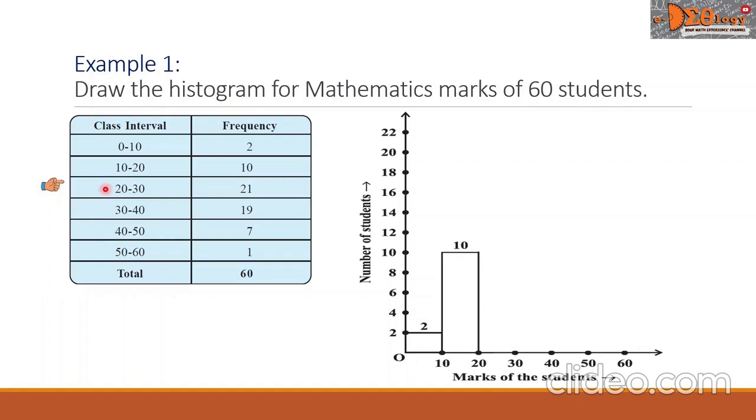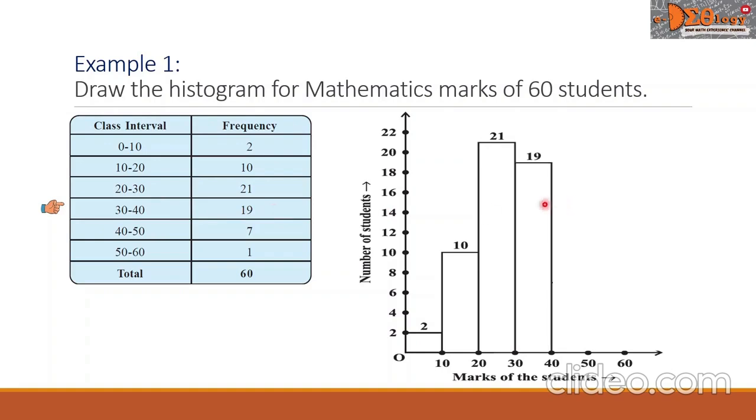Third class, from 20 to 30, the frequency is 21. Here it is. Next class, from 30 to 40, frequency is 19. Here we go. Next class, from 40 to 50, frequency is 7. This is our box. Last class, from 50 to 60, 1 frequency. This is our corresponding box. Now, our histogram is complete.